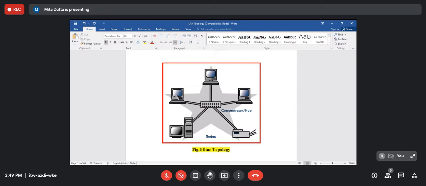Ma'am, like active hub, it will store the data for some time. No, ma'am, it will amplify the signal. Passive hub will not amplify the signal. It will send the data through the workstation only.